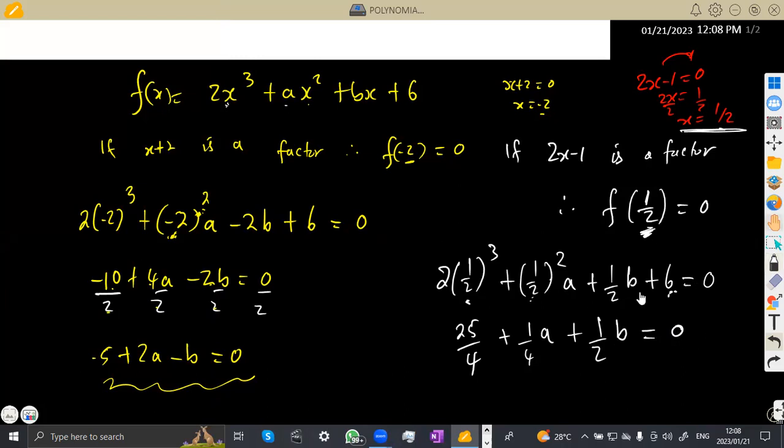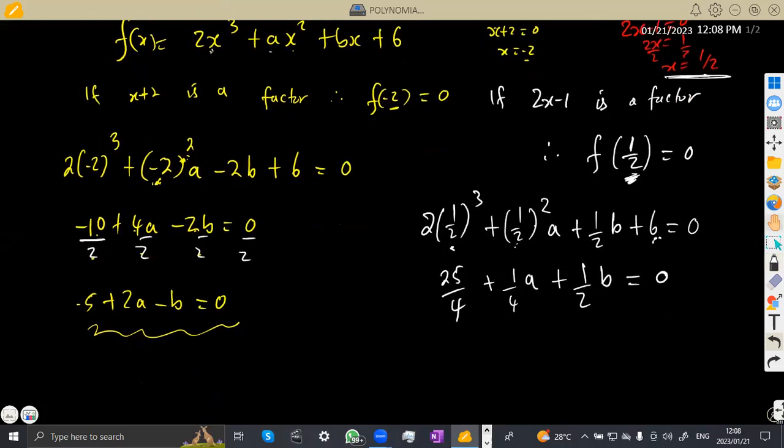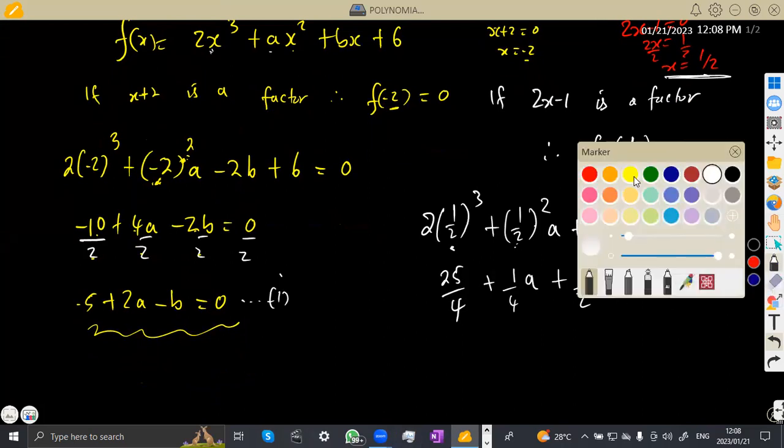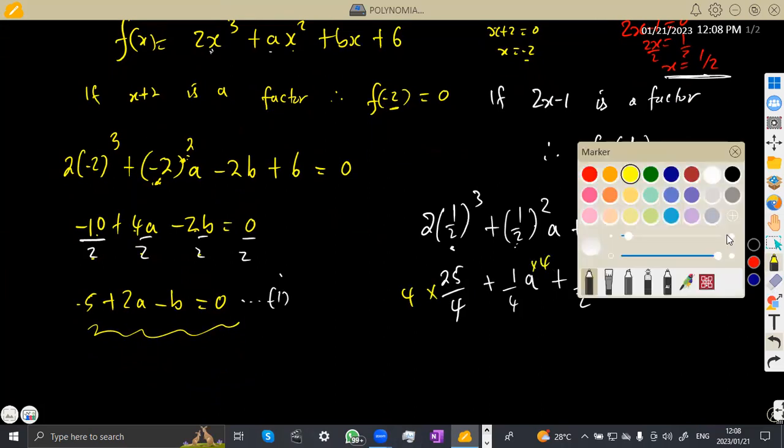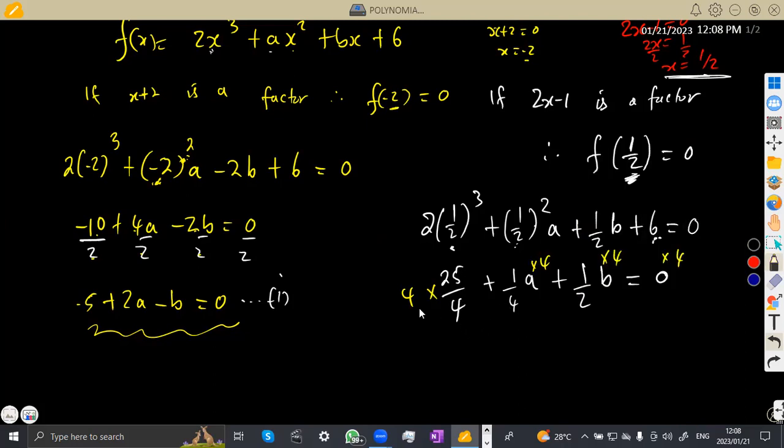But from this equation, guys, we can try to get rid of these fractions. This was our equation 1. Let's get rid of the fractions. We can just multiply every number by 4, our LCM, so that we can get rid of the fraction. The 4 and 4 can cancel, that's 25. 4 and 4 can cancel, that's plus a. 2 into 4, that's 2, so it's going to be plus 2b is equal to 0. So we have got the second equation.